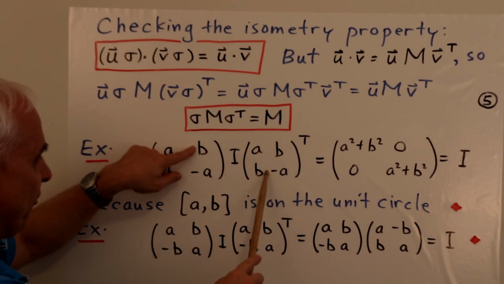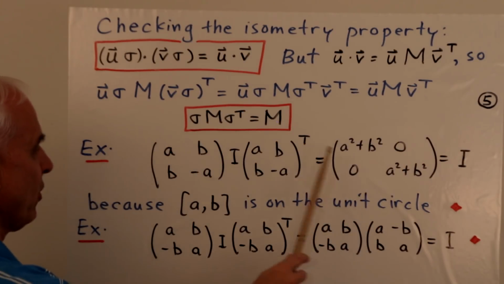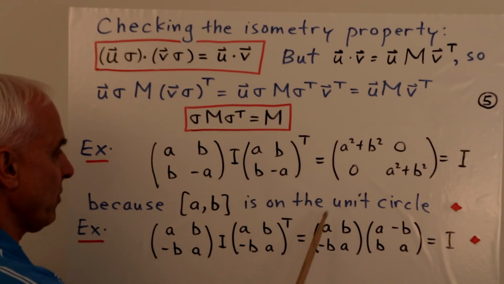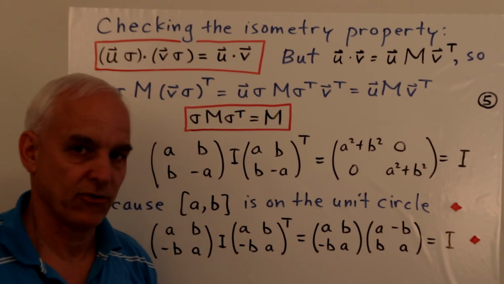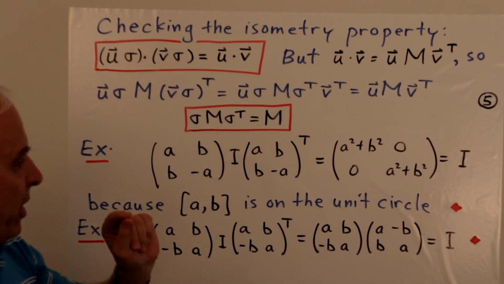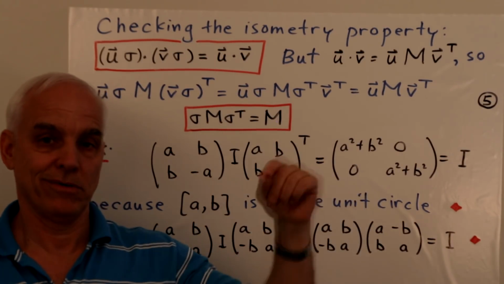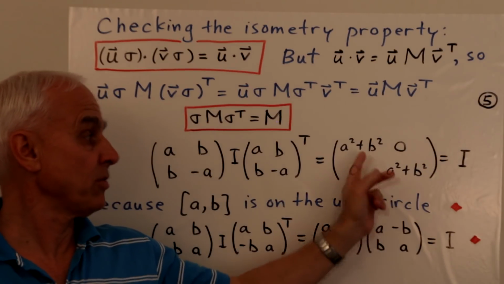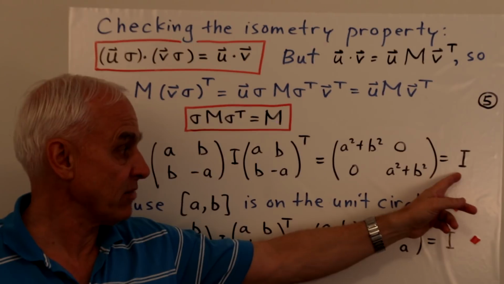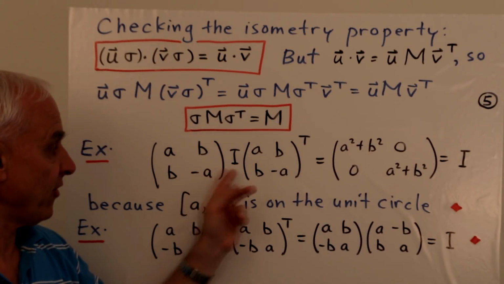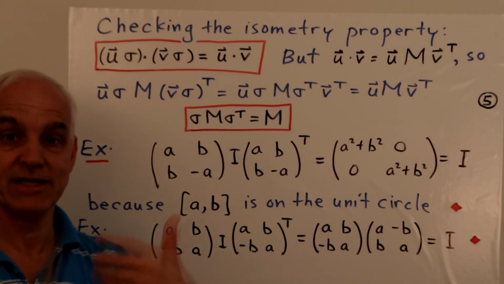And that's a squared plus b squared. And then over here, ab minus ba, that's 0. Over here, ab minus ba, that's 0. And down here, b squared plus a squared, or a squared plus b squared. And remember, a and b were the coordinates of a point on the circle. So a squared plus b squared was equal to 1. That means what we're getting here is just the identity matrix. And yes, indeed, this matrix here does satisfy this equation where M is the identity matrix.